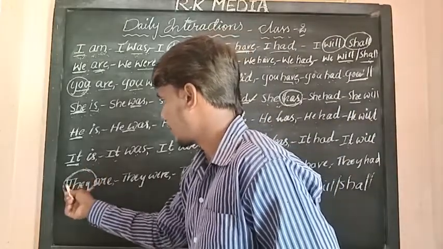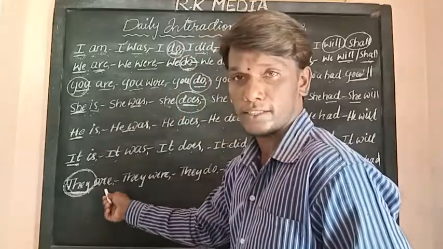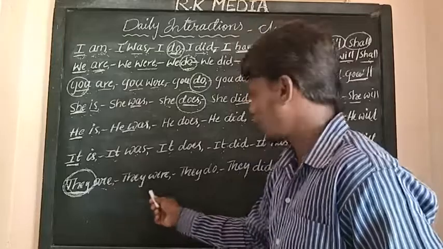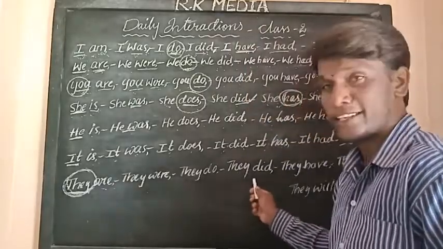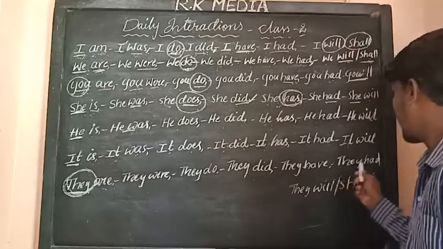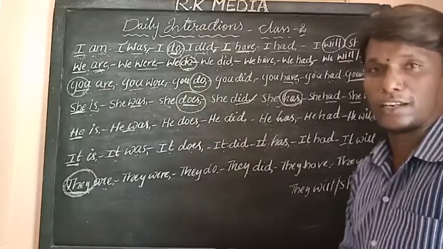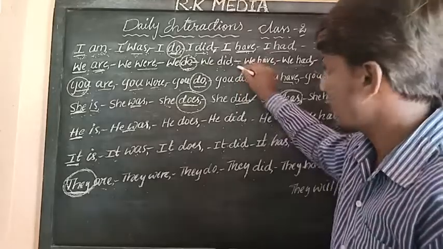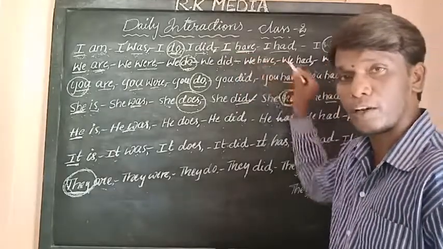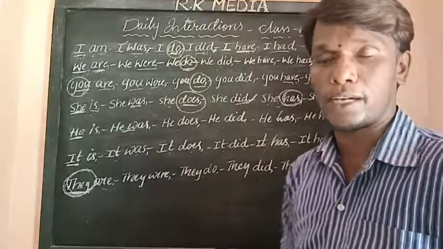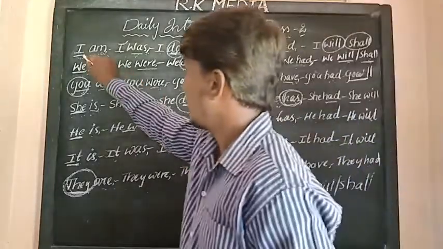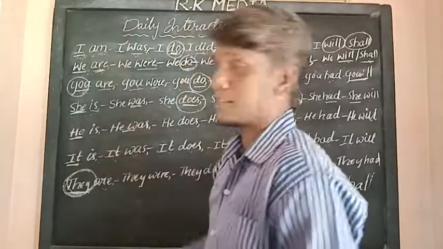Now the last one, third person plural: they are painters. They are, they were, they do, they did, they have, they had, they will or they shall. So these are the be forms, do forms, and have forms in all three tenses, that is present tense, past tense and future tense. Right.